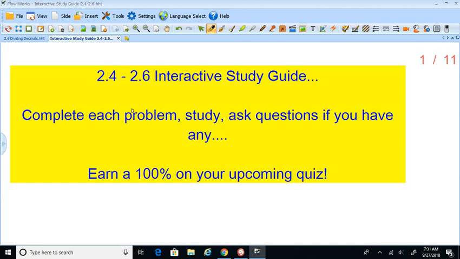to the 2 points. Go ahead and, like always, complete each problem on a sheet of notebook paper. Come in with questions. Be ready, study. Be ready for your quiz 100%.